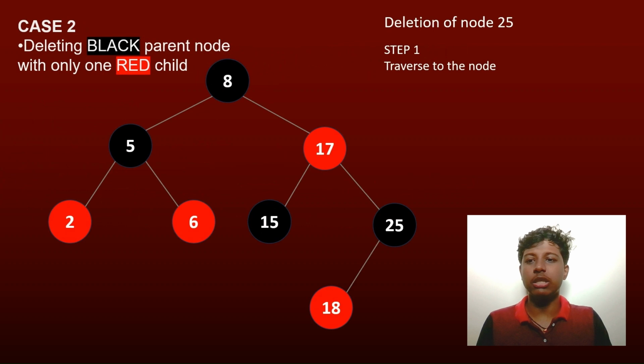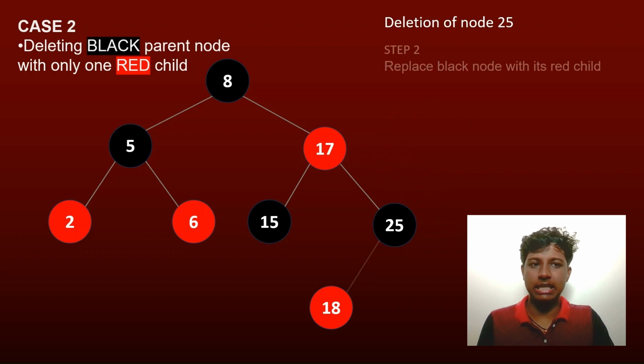We have to delete the node 25. So first we traverse to the node 25 and we start from the root node 8. Since 25 is greater than 8, we traverse to the right subtree. Now again we traverse to the right subtree and the node is reached. Now we need to delete this node 25, which is a black node. The second step states that we need to replace the node with its only red child.